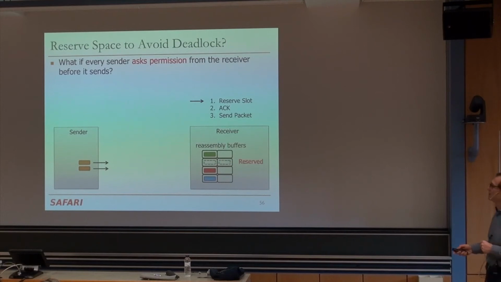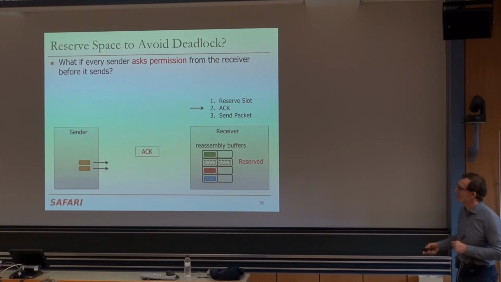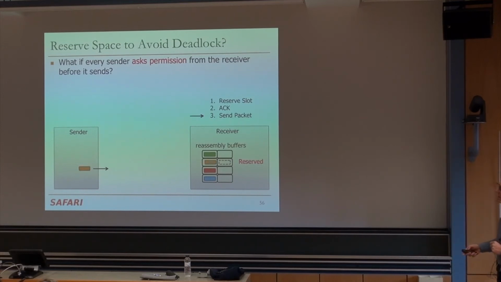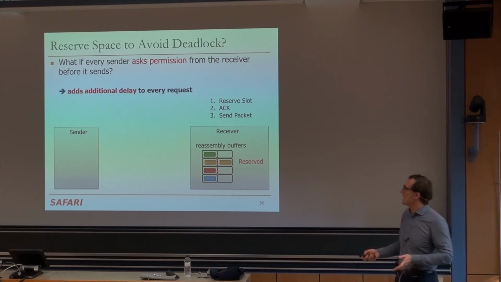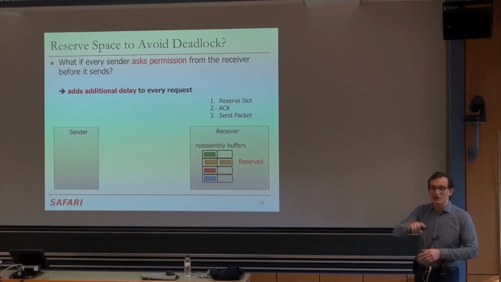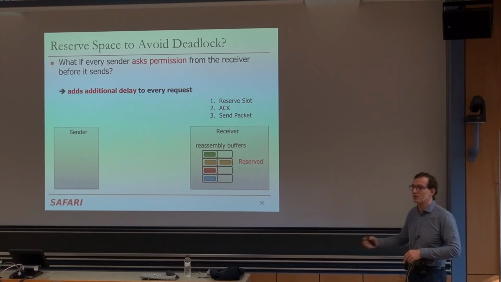It's very conservative basically. So you basically ask the receiver, can I reserve a slot in your reassembly buffers? Receiver says, okay, I reserved it for you. Now you can send it. So acknowledgement. And then the sender can start sending packets. Of course, deflection routing happens in the middle. Now the downside here is it adds additional delay to every request, an additional round trip delay actually. You need to send the request and then you need to receive the acknowledgement before you can send the packet.